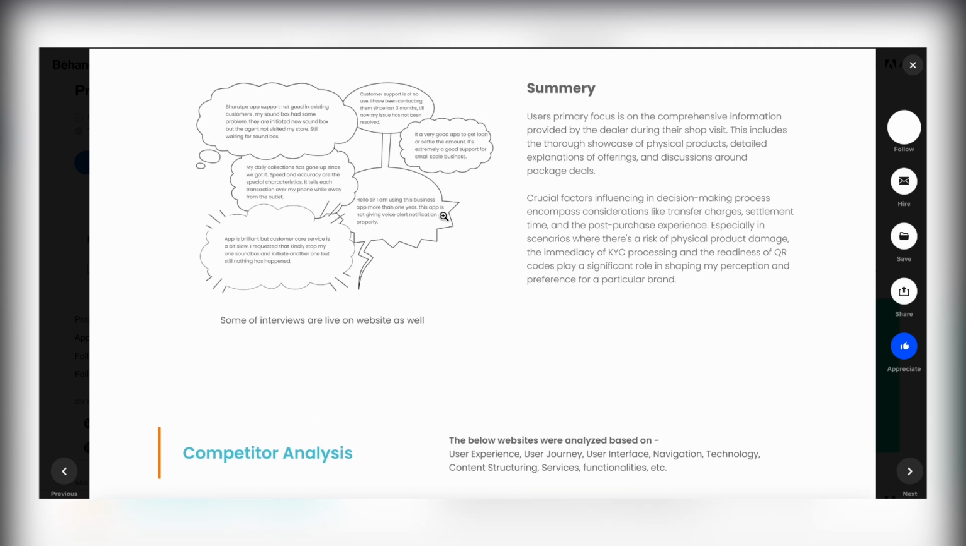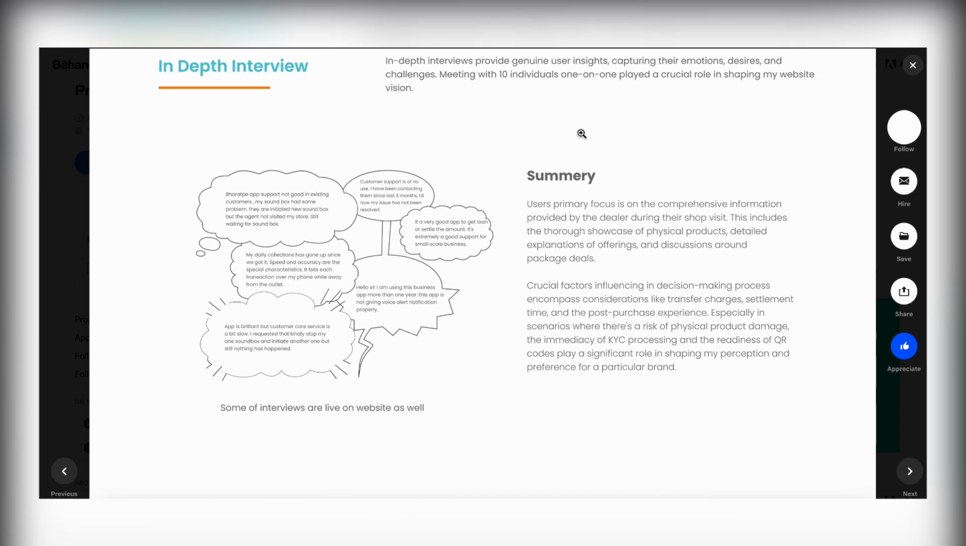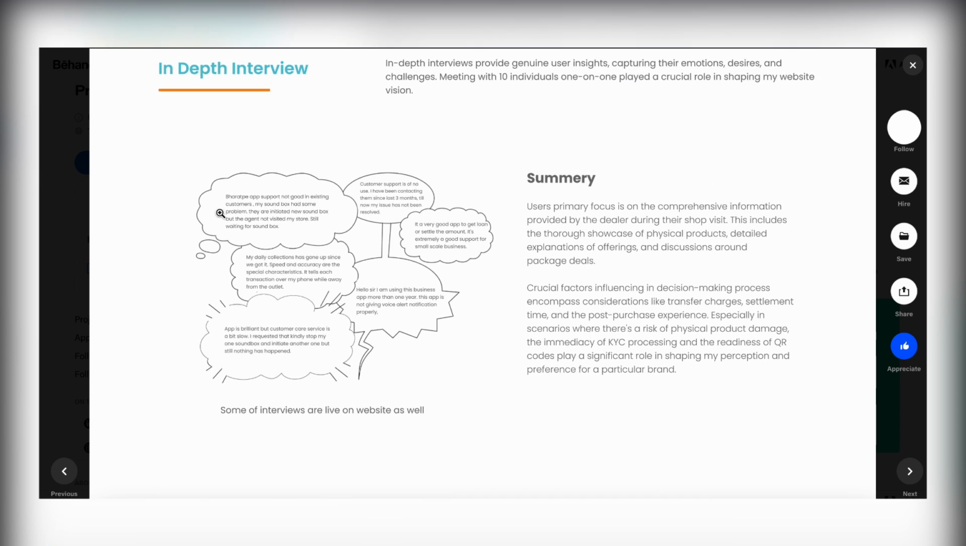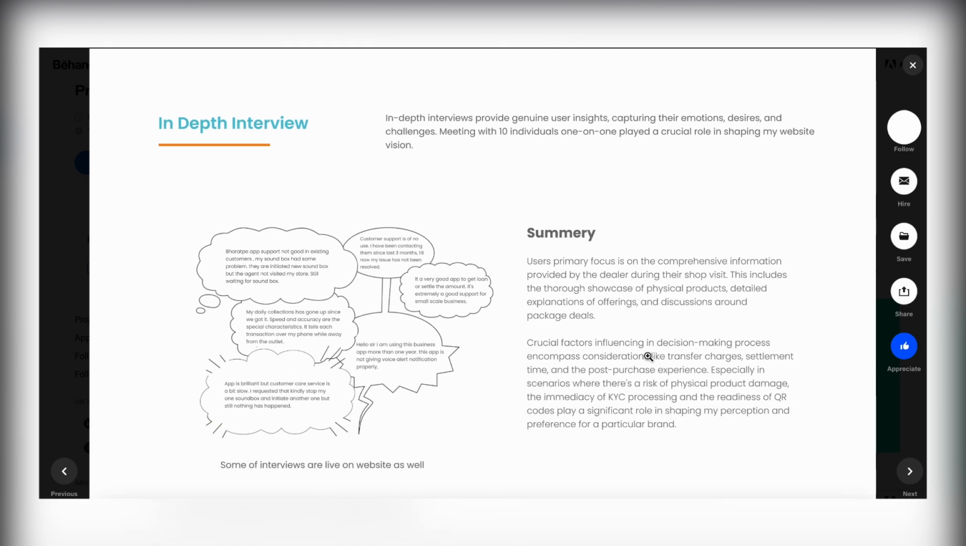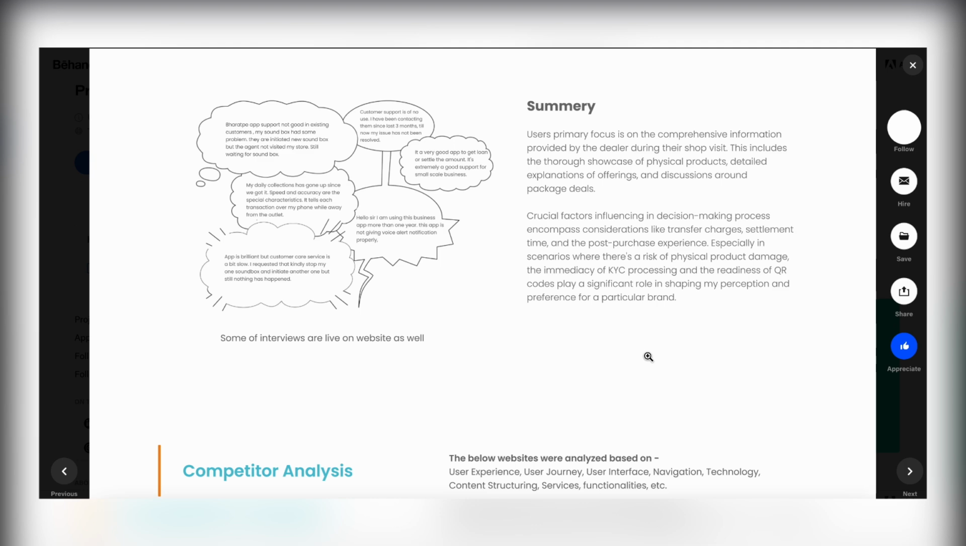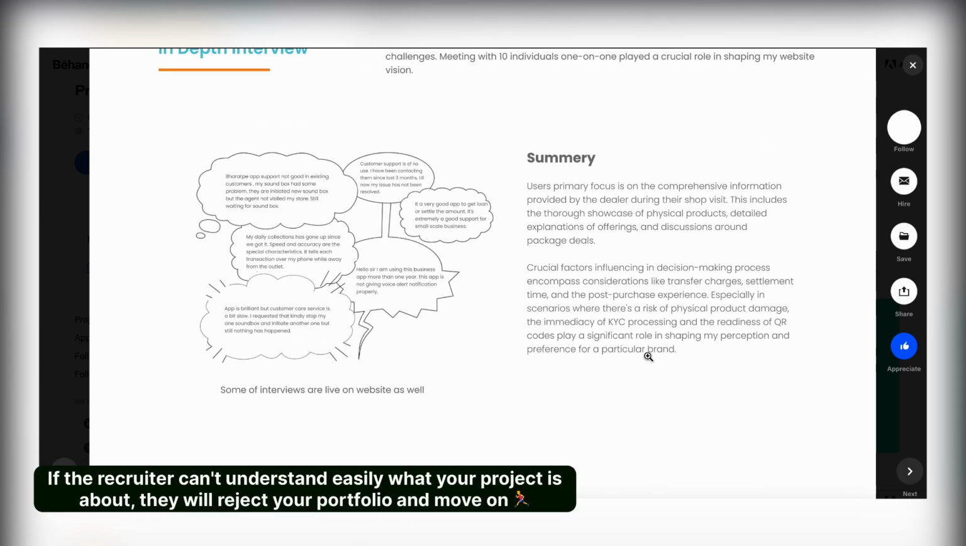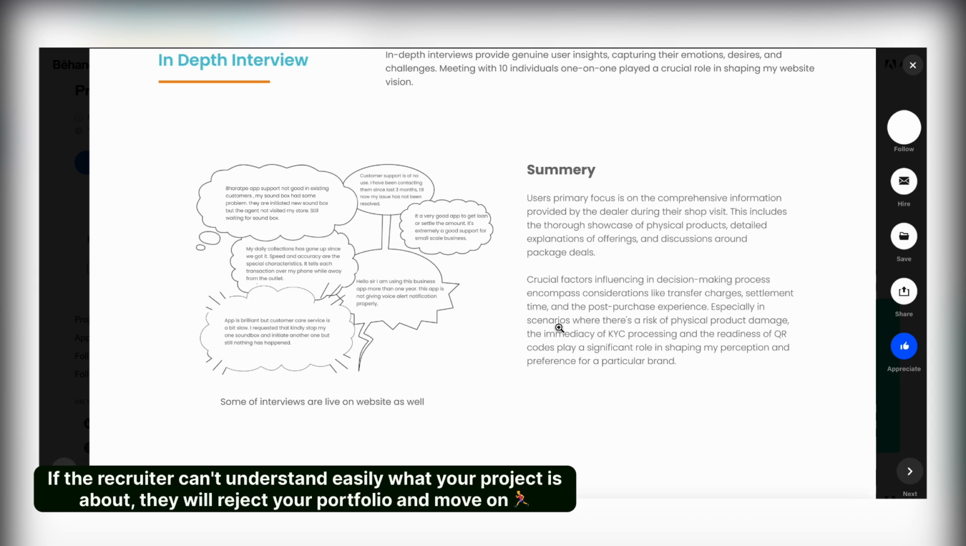I'm using a business app, I'm not getting voice alert notifications properly. So it seems to me that the Bharat Pay website is not giving the correct information to users about their products and services. So you can just write that in one line at the top, because here I'm reading so much, but at the end of the day, this is still a marketing website, right? There are probably certain things the business wants to show on the website. So just write all of that over here.